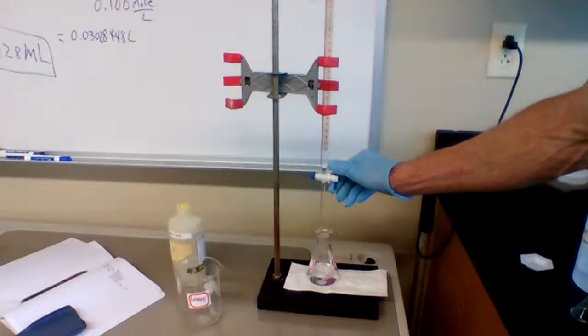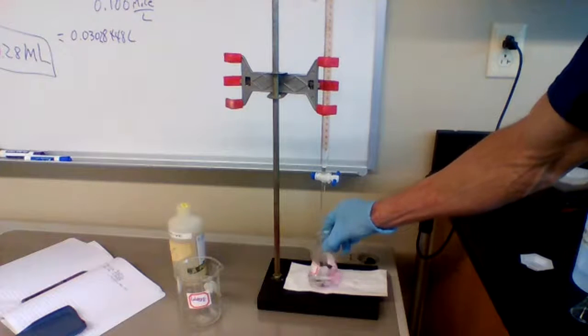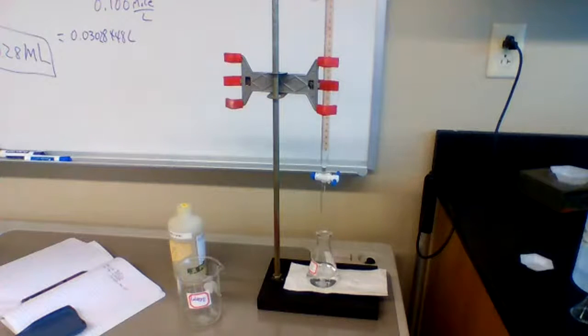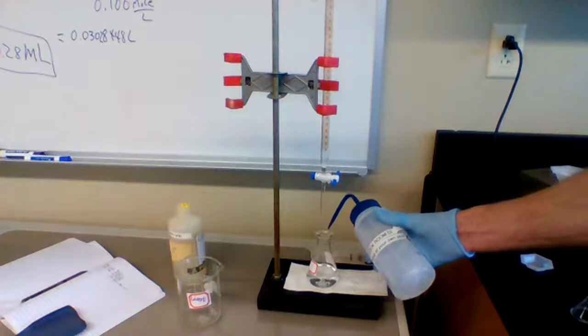I'm at 22, 23, 24, 25. Okay, I'm going to slow it down there, swirl it. Notice it was staying pink, but once I swirled it, it changed back to clear, colorless.